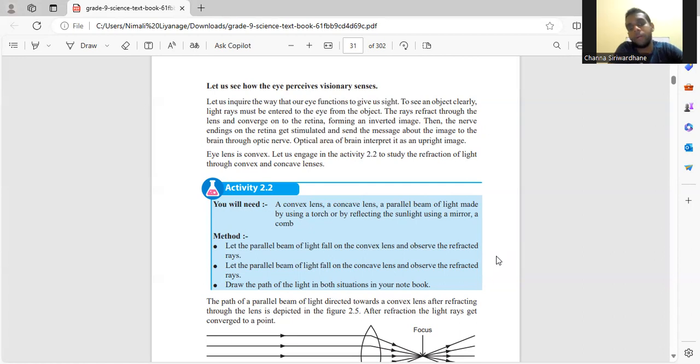a concave lens. Right. And a parallel beam of light made by using a torch or reflecting the sunlight using a mirror.